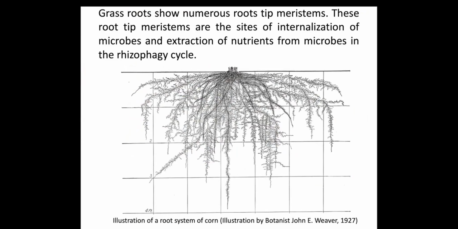But here, if you consider a corn plant, this is an illustration of a corn plant. You can see all of these little branch roots that are coming. Those are all branch roots. They all have their own meristems. The rhizophagy cycle is happening at every little meristem tip. So it's not just a few roots, it's a lot of root tips where this is happening. And so you could imagine, even though at each tip there's just a tiny bit of nutrients coming in, there's going to be a lot because there's going to be a lot of these root tips in different kinds of plants.